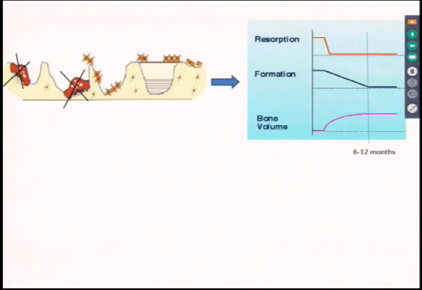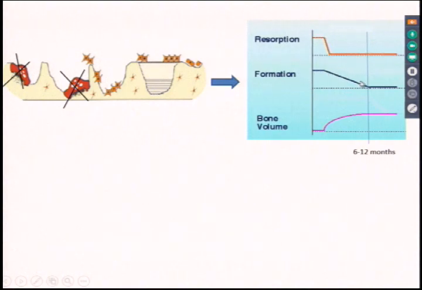What's the result of that at the molecular level? The osteoclasts are being killed or disabled, so bone resorption is basically going to stop, or be slowed down, or be completely discontinued. So bone resorption will come down like that.